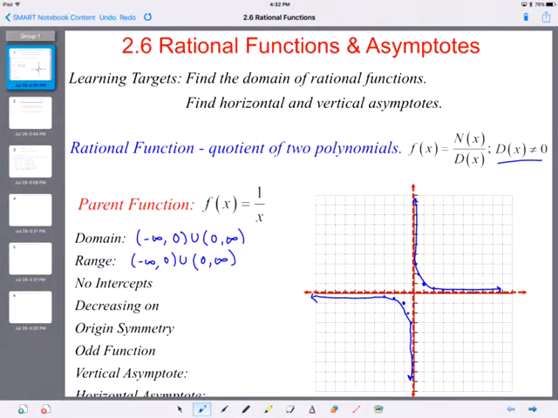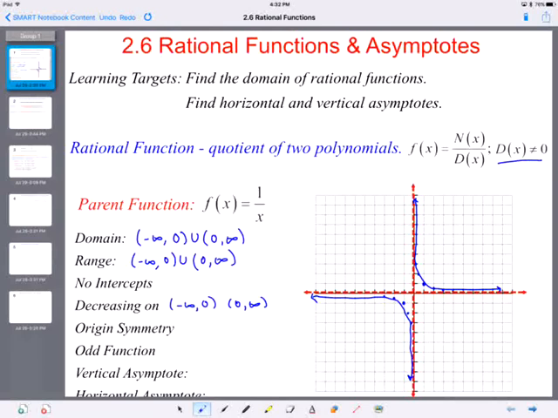So we're going to say that it's decreasing from negative infinity to zero. And it's also decreasing from zero to infinity. And zero, it doesn't even exist, so it can't really be decreasing on that.